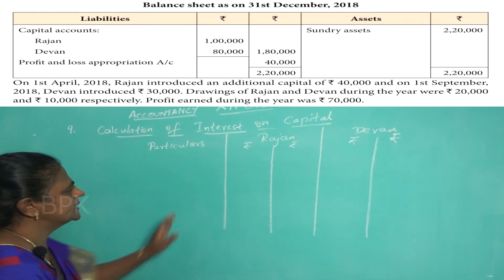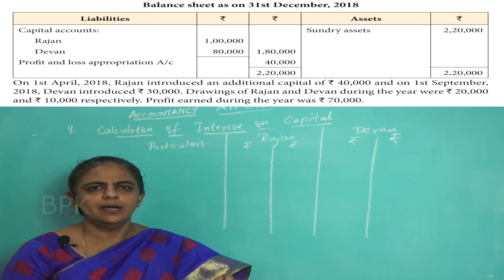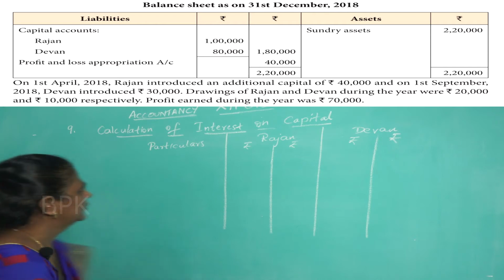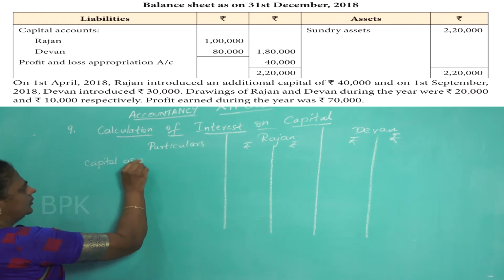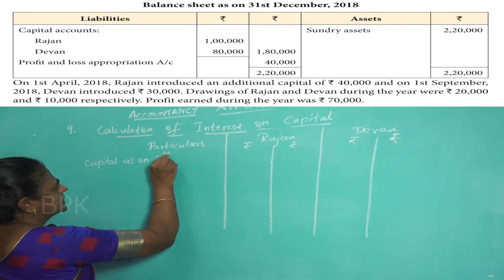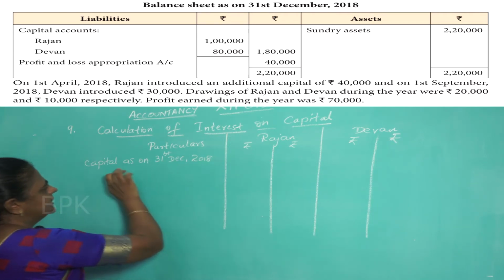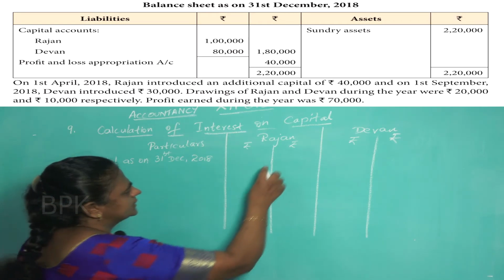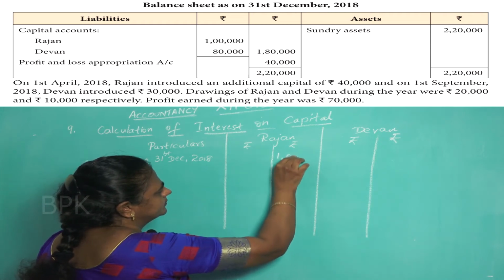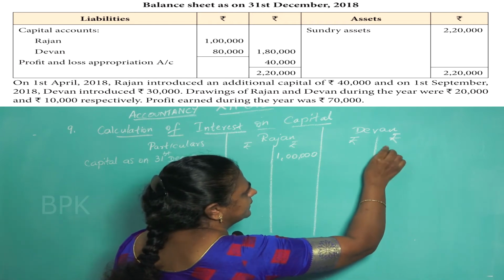Okay. So first what you have to do, you have to take the closing capital, that is the capital which is given in the balance sheet in the question. So first write that capital as on 31st December 2018. This is the closing capital what is given in the balance sheet. For Rajan it is 1 lakh, and for Devan it is 80,000.